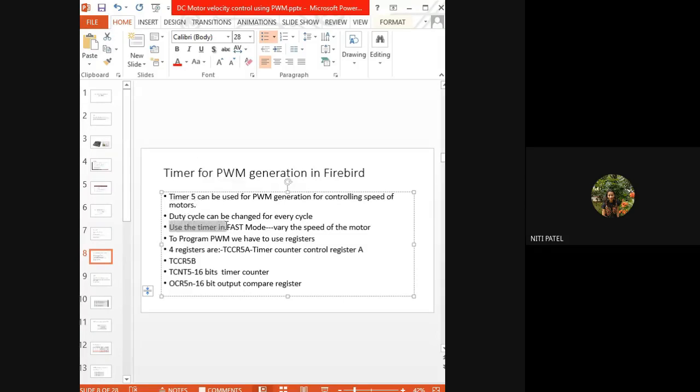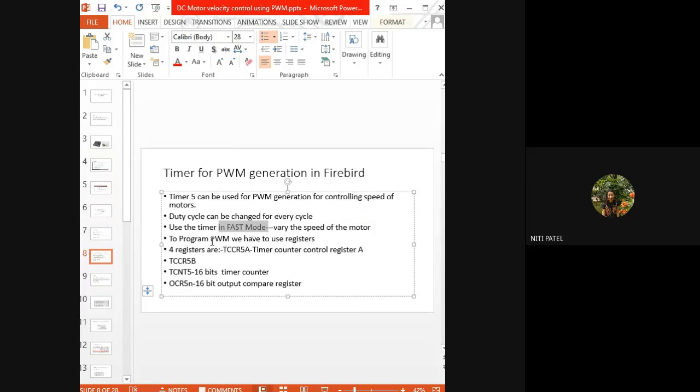Now we use the timer in the fast mode. Why do we use the fast mode? Because it varies the speed of the motor. The main purpose is what? To change the speed, either to reduce or to increase. So how can I change the speed? By using this timer in the fast mode. Now this timer has different modes of working. We will see those modes also. But if I operate it in the fast mode, I can allow that robot to reduce or increase the speed according to whatever I want.